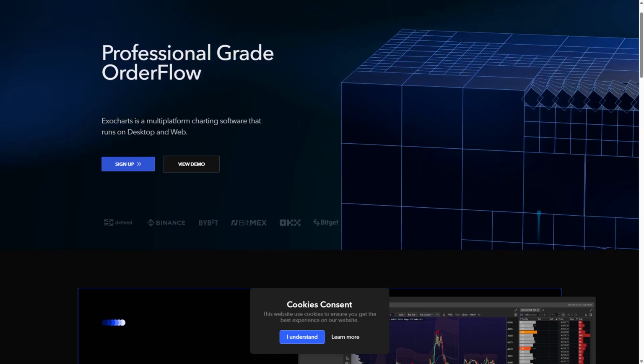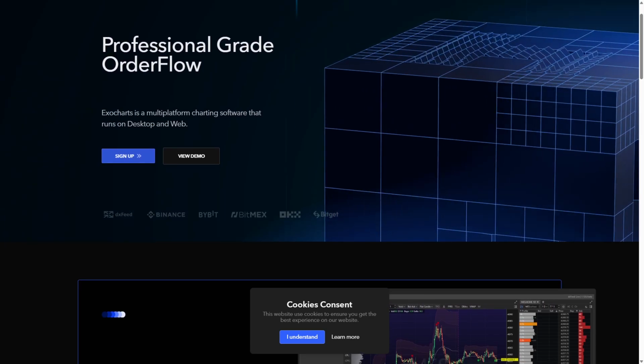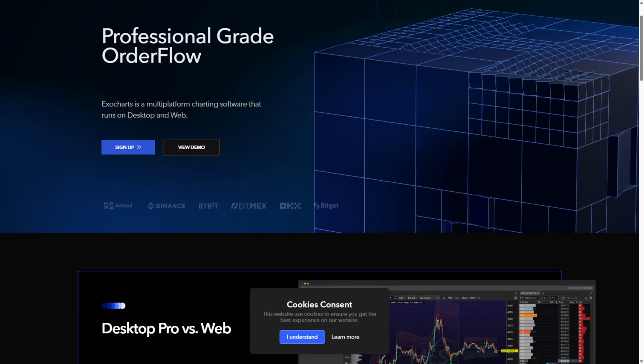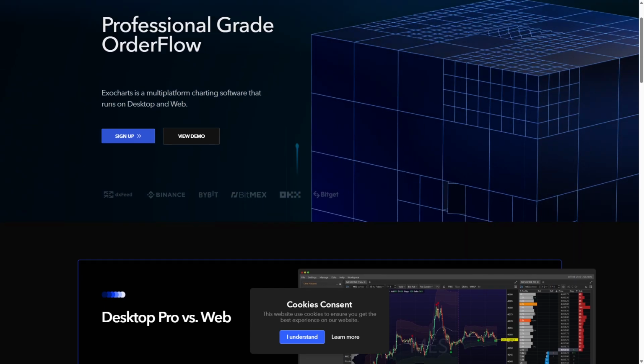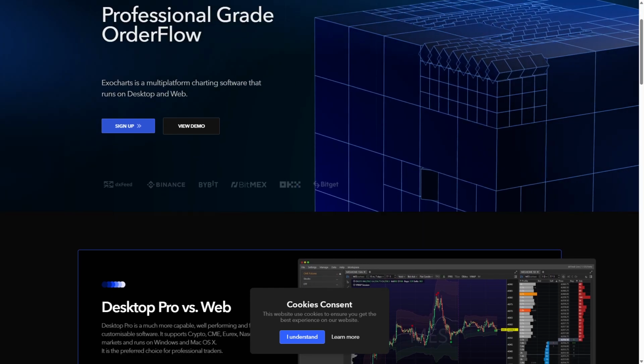Its strengths include highly customizable footprint layouts, extensive drawing tools, and robust filtering options. Limitations include a steeper learning curve and potentially overwhelming data density for beginners. Exocharts supports multiple futures exchanges and provides real-time updates with low latency.